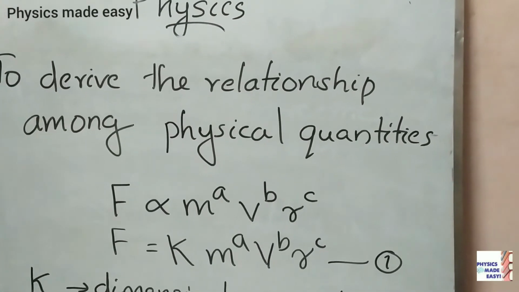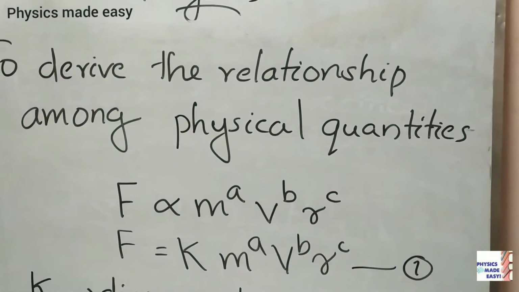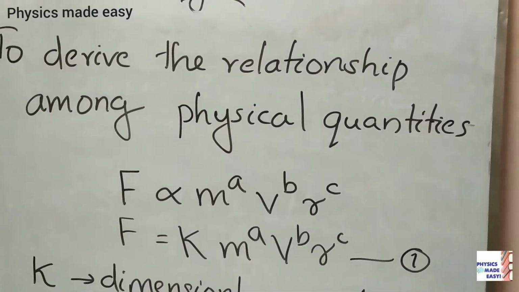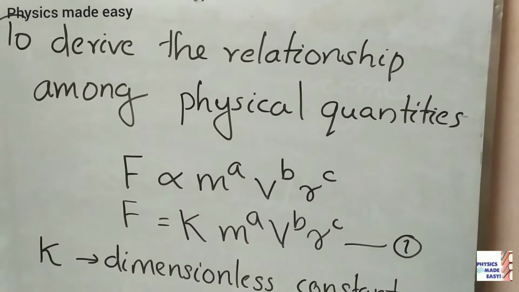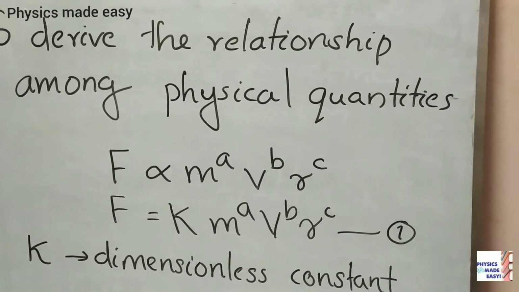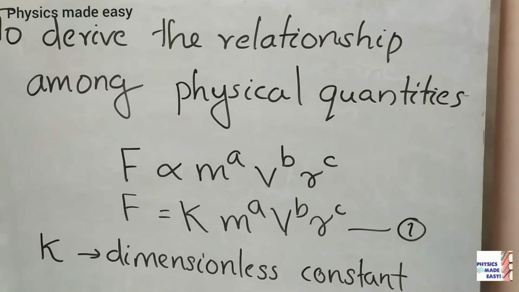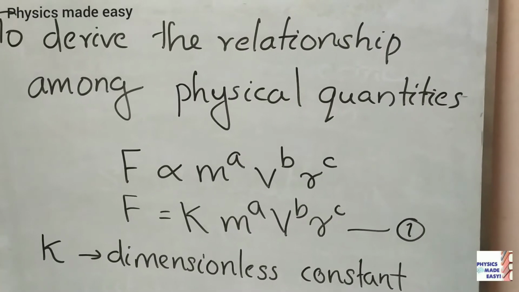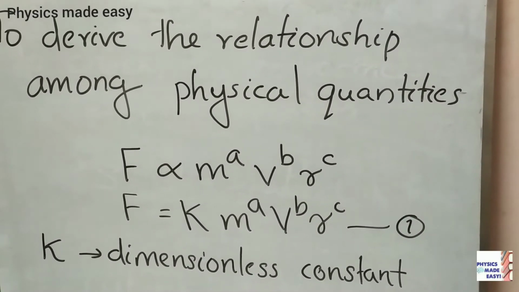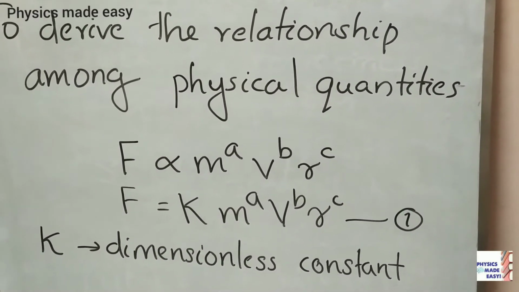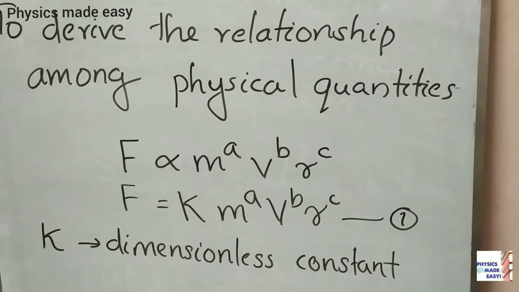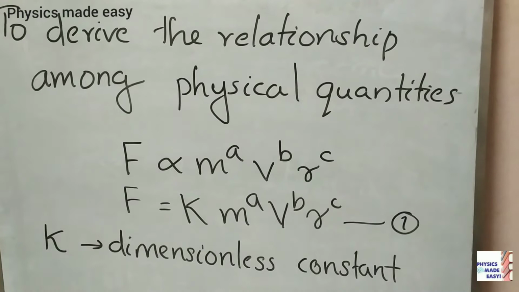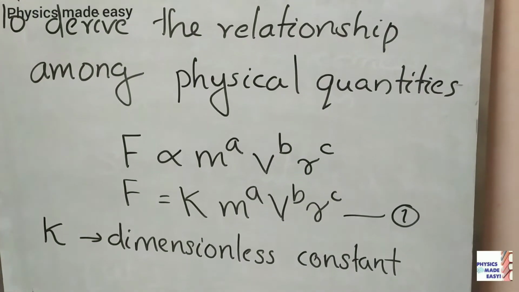To derive the relationship among physical quantities, that means we have to get an equation. How can we get an equation? For that, we have to know which factors the quantity depends on. So here also we can use the principle of homogeneity of dimensions. By using that, we can derive an expression for a physical quantity. For that, we should know the various factors on which that quantity depends.